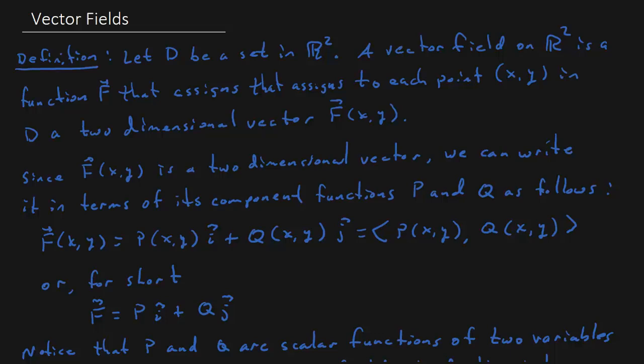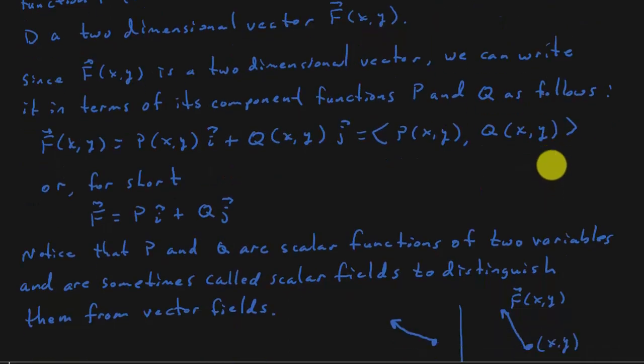So we've got the definition. It says, let D be a set in R2. A vector field on R2 is a function f that assigns to each point x, y in D a two-dimensional vector f of x, y. Since f of x, y is a two-dimensional vector, we can write it in terms of its component functions P and Q as follows.